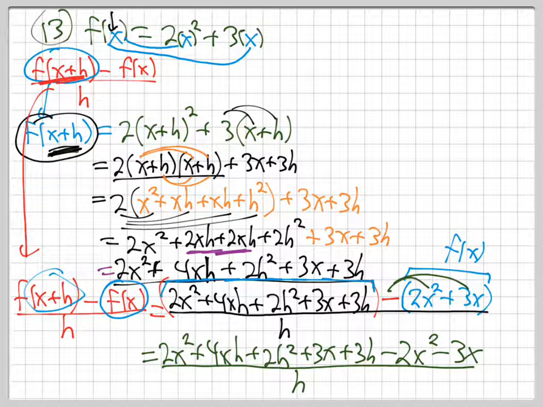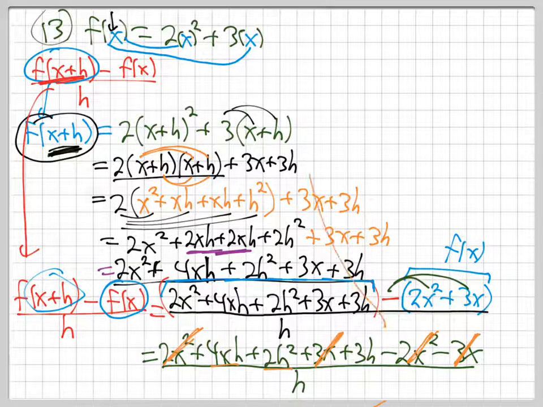Every item up here that does not have an h with it will cancel. It's by design. So I'm saying 2x squared, he doesn't have an h, he better cancel, does he? Right there. 2x squared minus 2x squared, gone. Now 4xh, he's got an h, he can hang around. 2h squared, he's got an h, he can hang around. 3x, he better cancel, he doesn't have an h. Will he? Yeah, there it is, 3x minus 3x. So it's a nice double check, it'll always work that way. All the terms without an h will cancel.